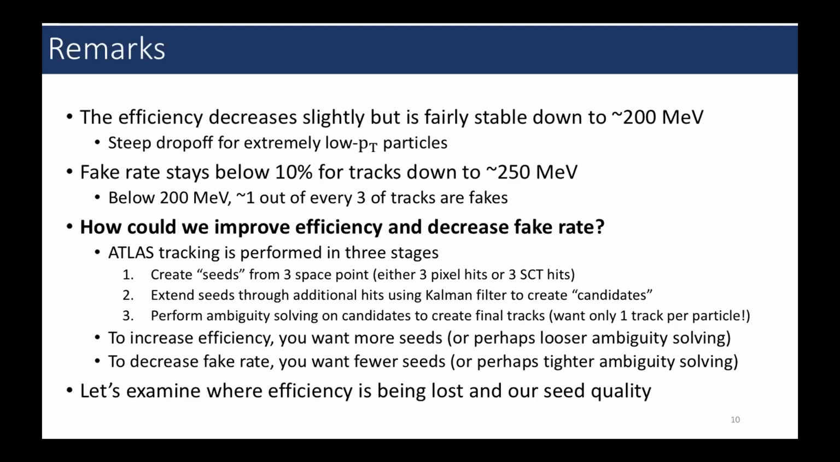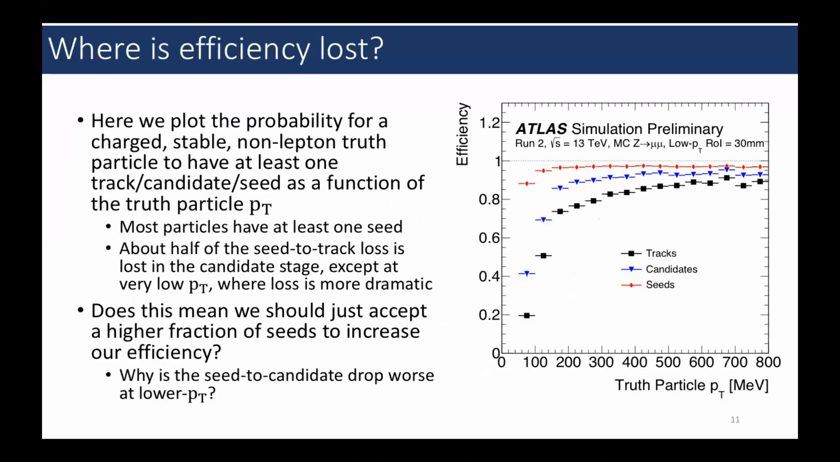So in order to increase efficiency, you would either want more seeds or perhaps looser ambiguity solving. And to decrease fake rate, what you would want is fewer seeds probably, or perhaps tighter ambiguity solving. So first, let's examine where the efficiency is actually being lost and also look at the seed quality. So where is efficiency being lost?